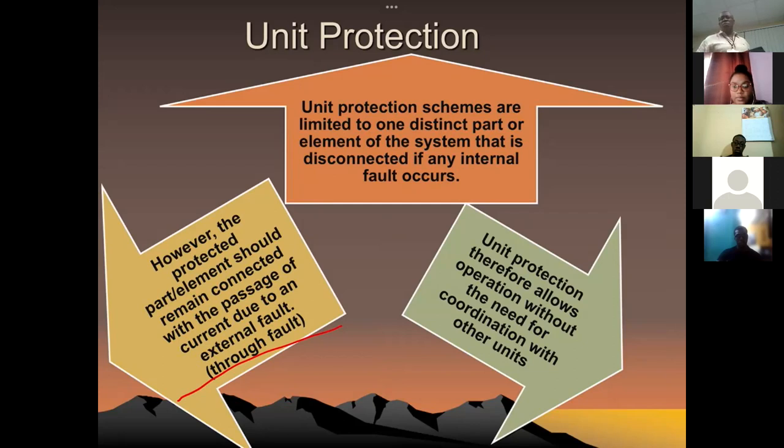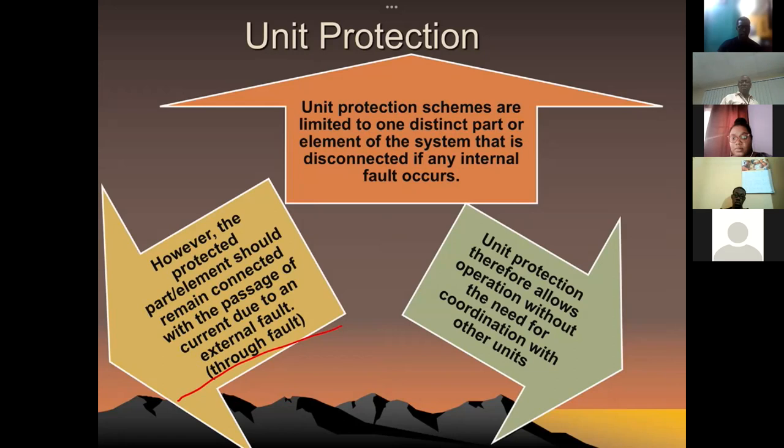Bearing in mind also, though, that I mentioned the transformer. Whilst you want to allow through fault currents, and I did make the point that the transformer must be able to physically manage this through fault current, you would militate against that by using overcurrent relays. So you do have overcurrent relays on the transformer.